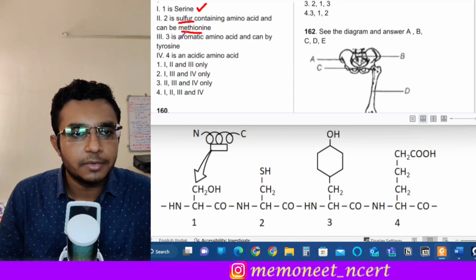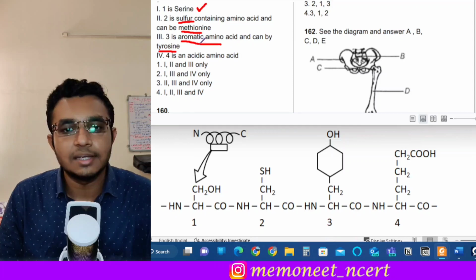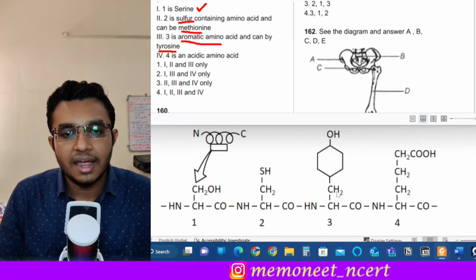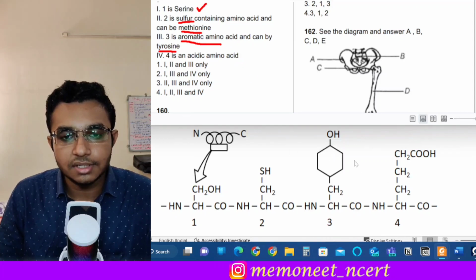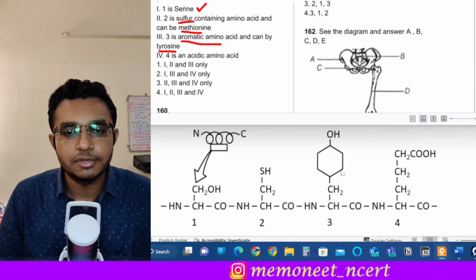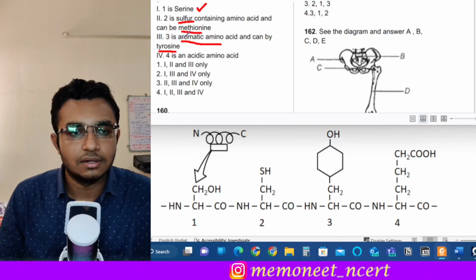Then the third statement is that 3 is an aromatic amino acid and can be tyrosine. So tyrosine is an example of an aromatic amino acid. And if you can see in the third amino acid, it is an aromatic amino acid because this is the benzene ring. Okay, next is the fourth statement.